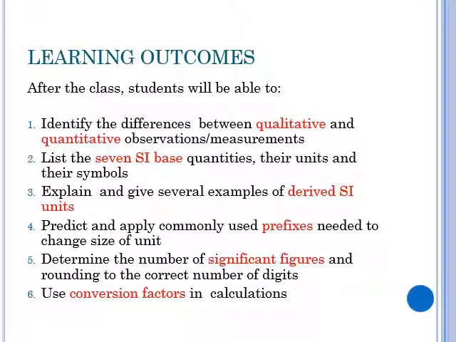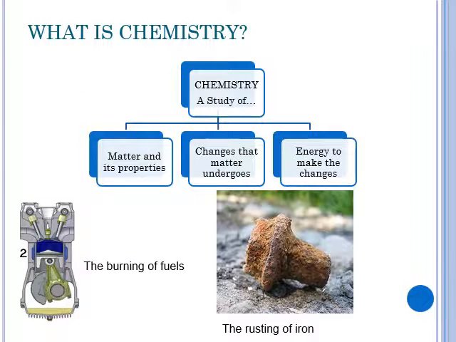Okay, so the learning outcomes: by the end of the class, you should be able to identify the difference between qualitative and quantitative observation, and list the 7 standard SI units and their symbols, and explain. Give several examples of derived SI units, and predict or apply the prefix needed if you want to change the size of the units, and also determine the number of significant figures, and use the correct conversion factor in calculation. So we start with the introduction.